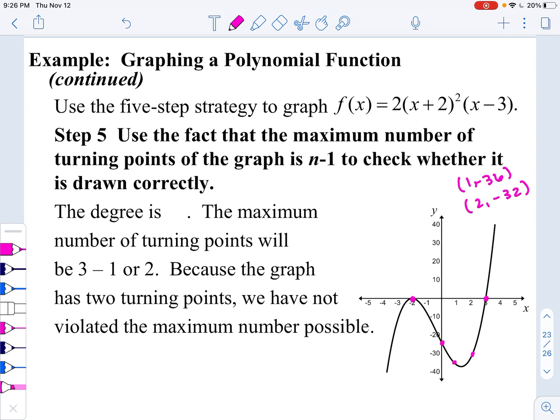So it says the degree is 2 plus 1, so we had a degree of 3. It says the maximum number of turning points will be 3 minus 1, which is 2. So because the graph has 2 turning points, we have not violated the maximum number possible. We have this turning point that happened up here, and we had that turning point that happened down there. That's what they're talking about, those turning points.